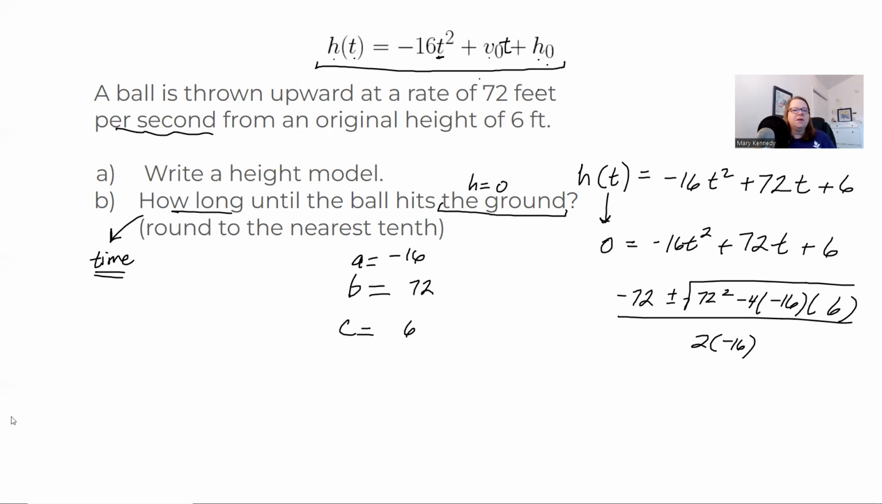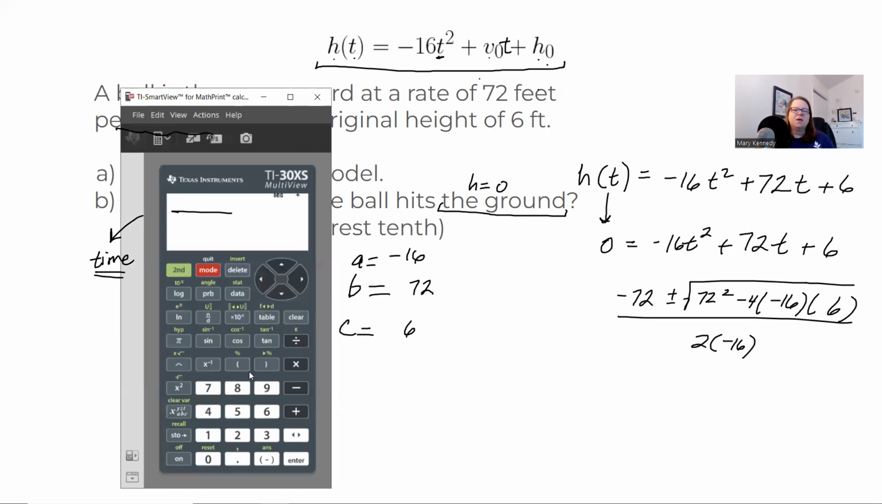So let's start to clean this up. I'm going to pull my calculator in. It does say we're going to round to the nearest 10th, so that's a good indication that we're likely to get a decimal here. Now, I'm not going to type in the whole thing at once. I'm going to get the discriminant. Remember, that's just the part underneath the radical. 72 squared minus 4 times -16 times 6 is 5568. Okay, so make sure that you've got that.